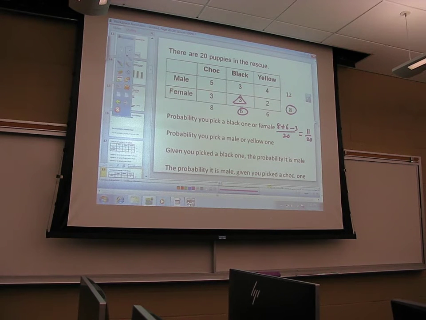Another way a lot of people did it is they take these 4 numbers and add them up. 3 plus 3 plus 3 plus 2, that's 11. That totally works as well. Everyone okay with that part?